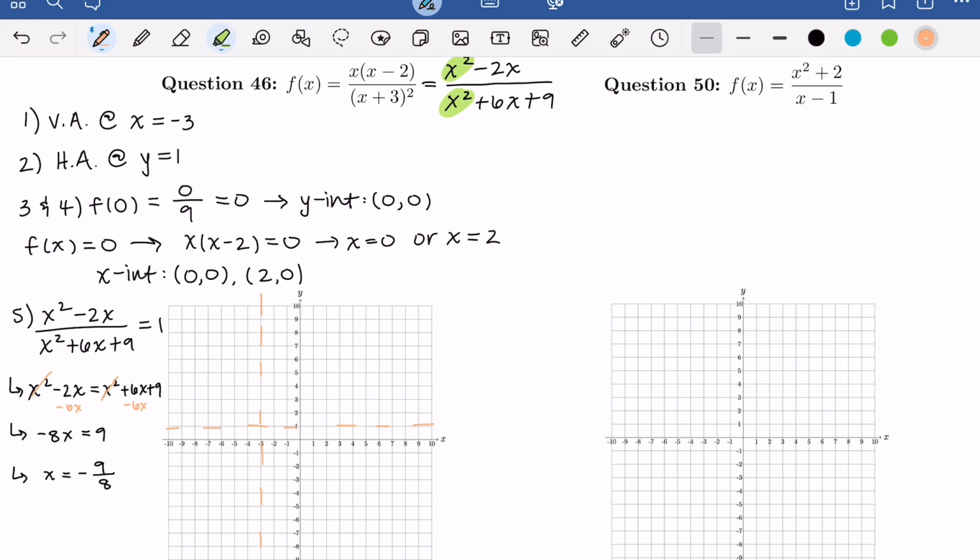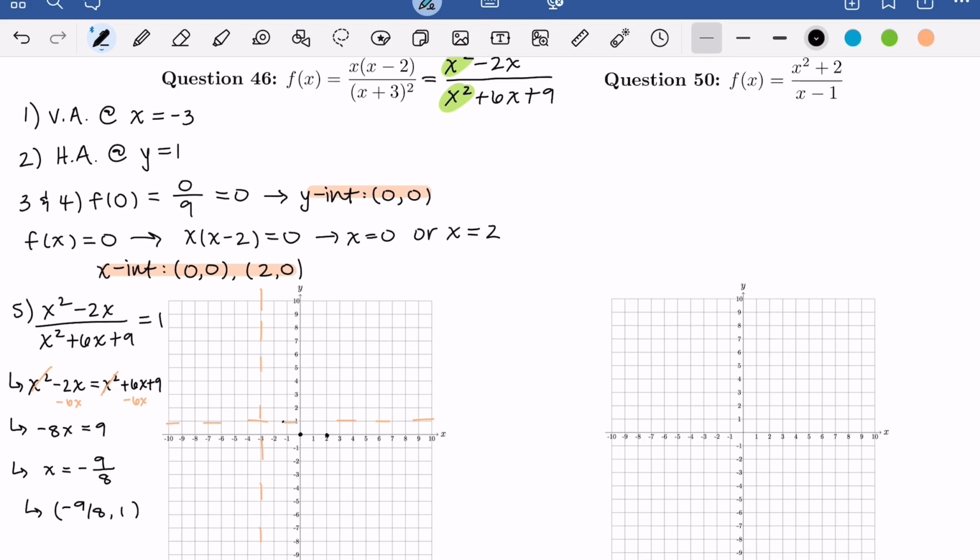Now next, let's plot our x and y intercepts. So our y-intercept is here, and our x-intercepts are there. We have one at the origin here, and then our second x-intercept is at this point, 2, 0. Another point that we actually already have is from step 5 here. We know that we're going to intersect this horizontal asymptote at the point x is equal to -9/8, and then our output value, if x is equal to this, is 1. So we have a point here at -9/8, 1. We can plot that one as well.